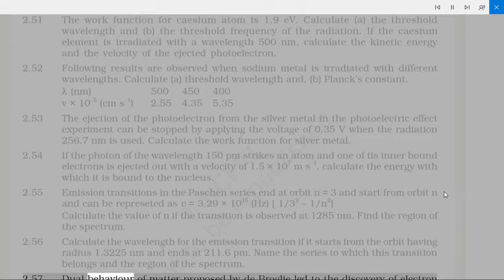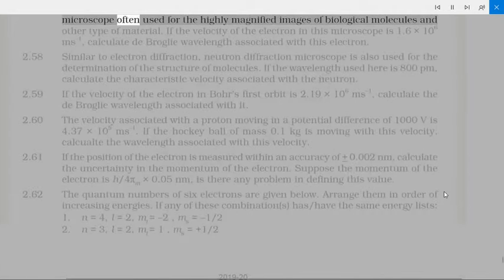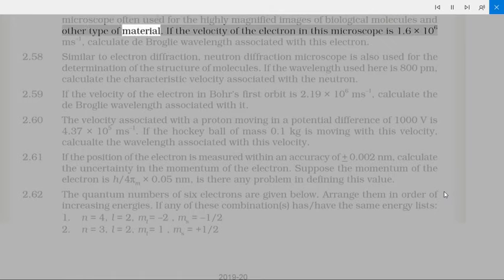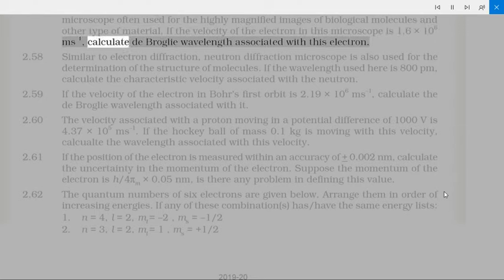2.57 Dual behavior of matter proposed by de Broglie led to the discovery of electron microscope often used for the highly magnified images of biological molecules and other type of material. If the velocity of the electron in this microscope is 1.6 × 10^6 m/s, calculate de Broglie wavelength associated with this electron.